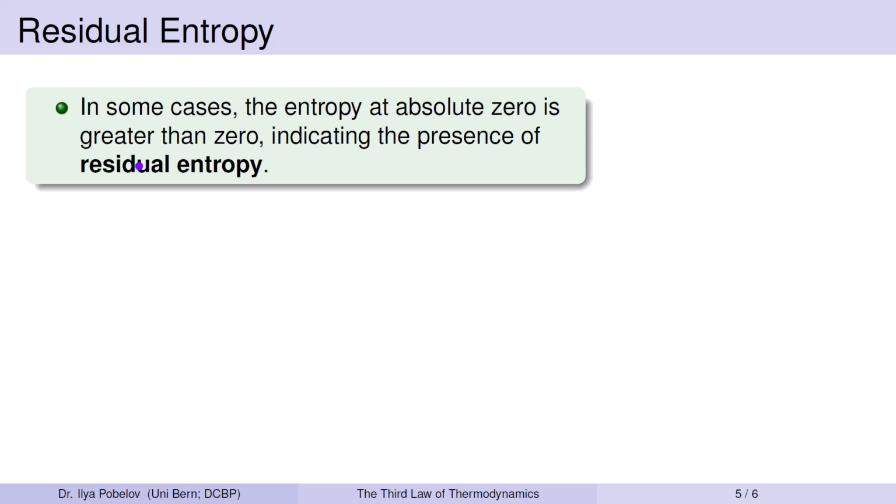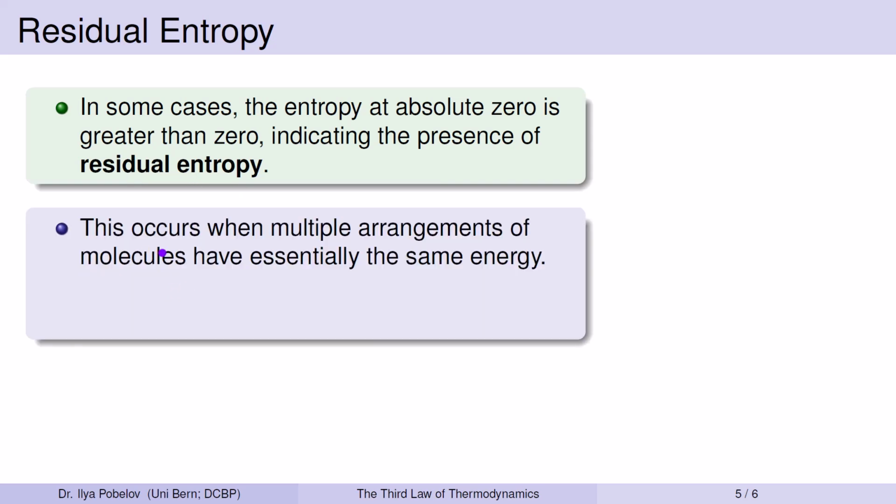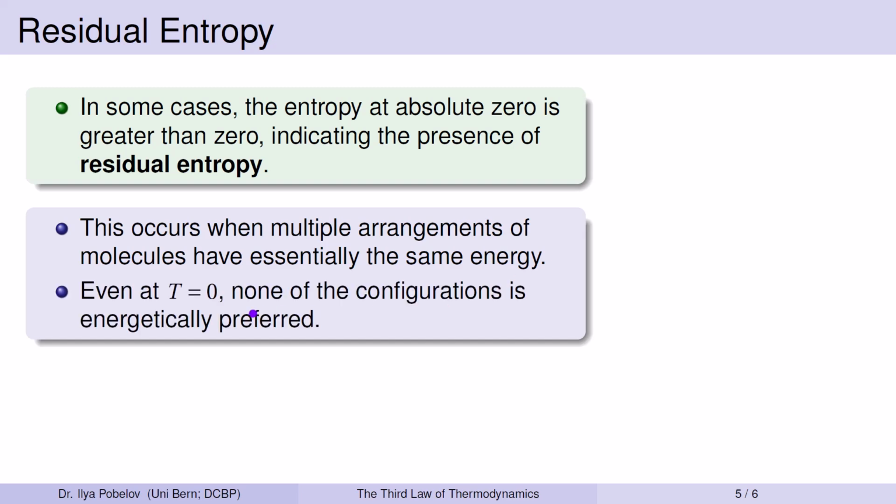In some cases, the entropy at absolute zero is greater than zero, indicating the presence of what is known as residual entropy. This occurs when multiple arrangements of molecules have essentially the same energy, so even at absolute zero, none of the configurations is energetically preferred.